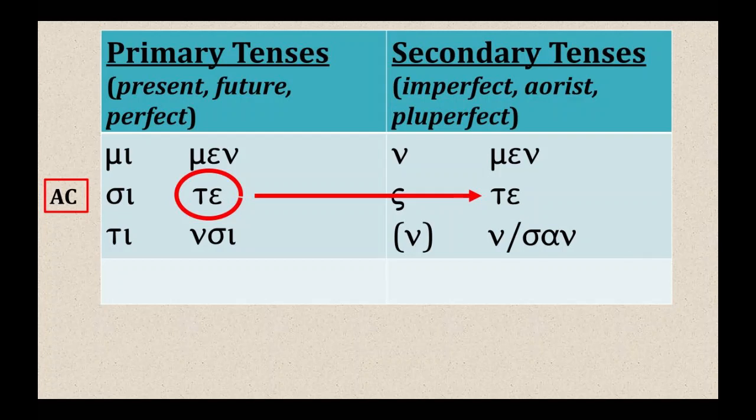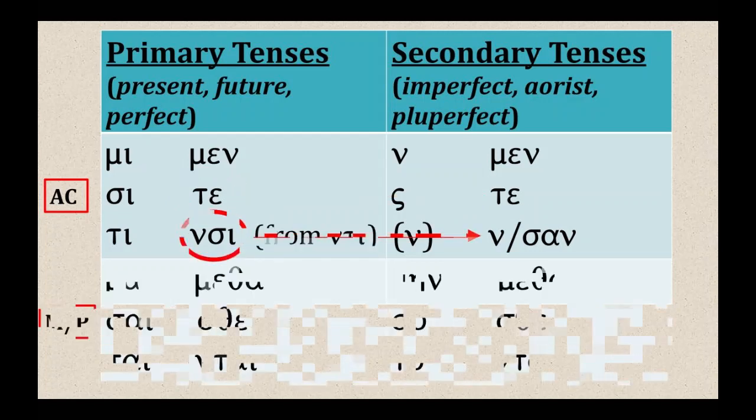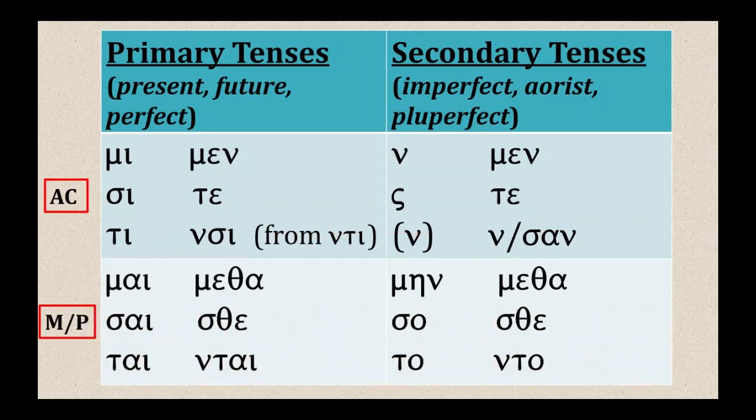The desire to communicate and be more precise resulted in more changes to the language. So then when we come to the middle or passive, also built out of the active and the primary tenses, we have mai, sai, tai. Every time I see these, I know middle or passive.